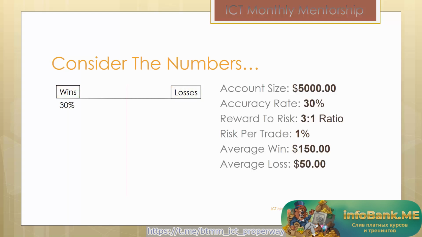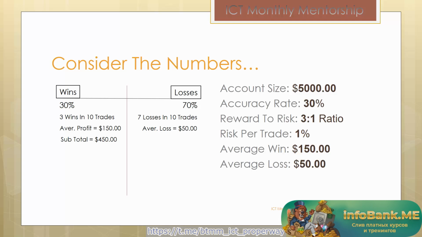We're going to be focusing on a sample set of 10 trades, and we're going to say that 30% of those 10 trades are winners, and obviously 70% would be losing trades. Out of those 10 trades, we are assuming 3 wins in 10 trades and 7 losses in 10 trades. The average profit, again, is $150, and the average loss, again, is $50. The subtotal for the 3 wins at an average profit of $150 would bring us to a $450 winning basis on the 3 trades out of 10 that were winners. And the subtotal for the losses would equate to $350, or 7 times $50 of an average loss.